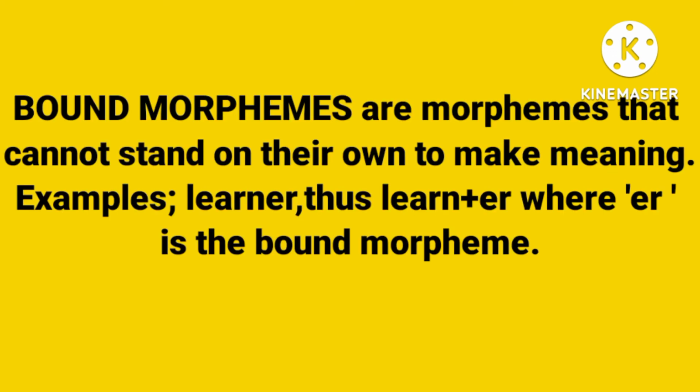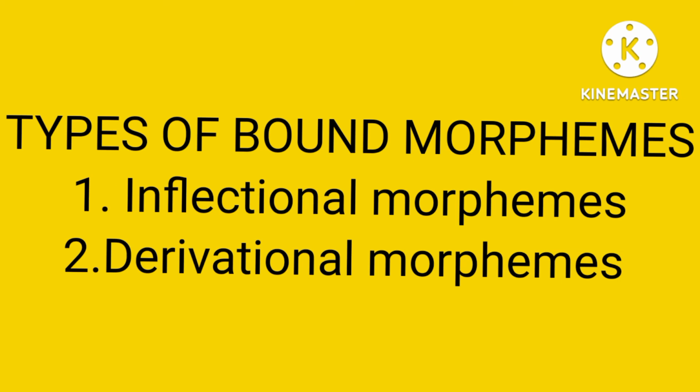Bound morphemes. Bound morphemes are morphemes that cannot stand on their own to make meaning. Examples are learner, learn plus er, where er is the bound morpheme. And also, let's look at another example. Another example is teacher. Teach is a free morpheme and er is a bound morpheme. There are two types of bound morphemes. They are inflectional morphemes and derivational morphemes.